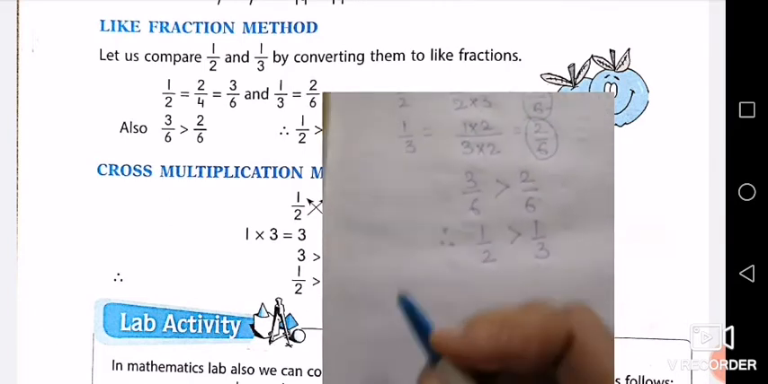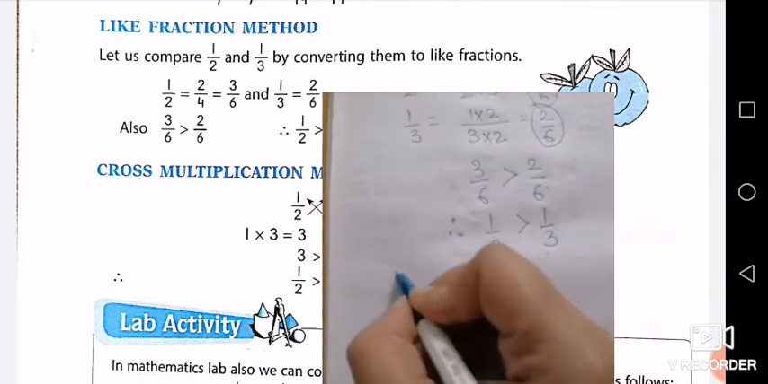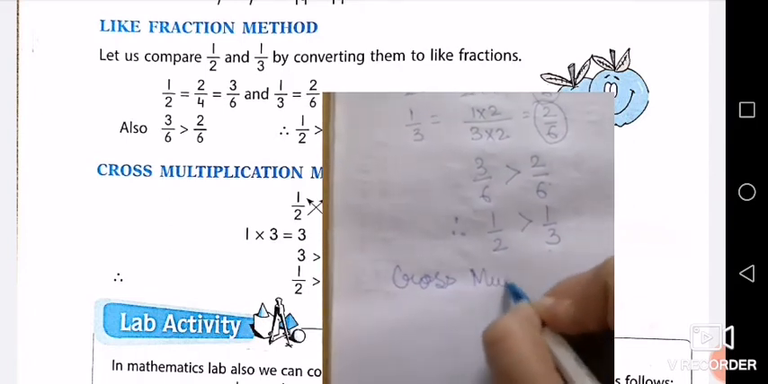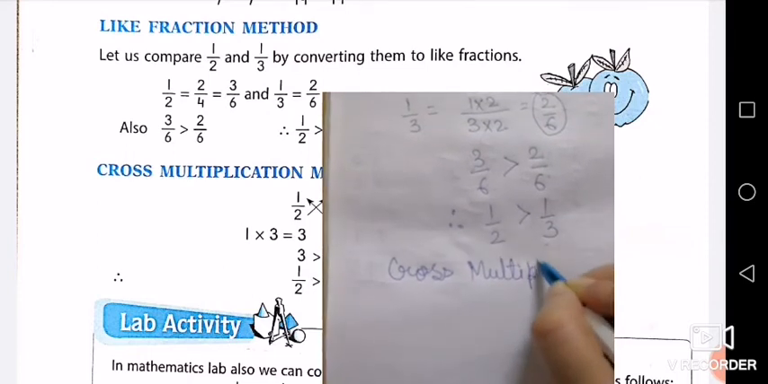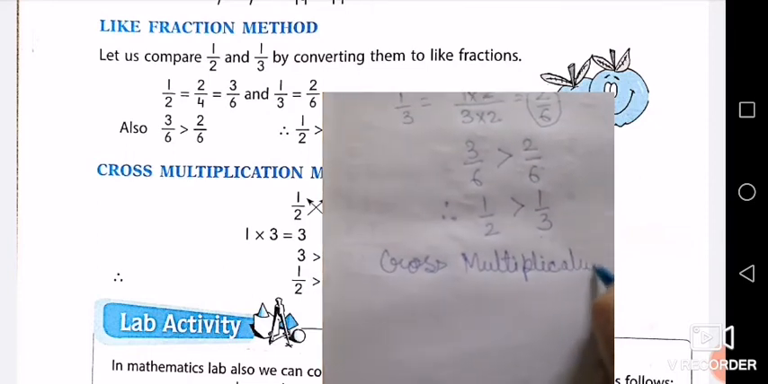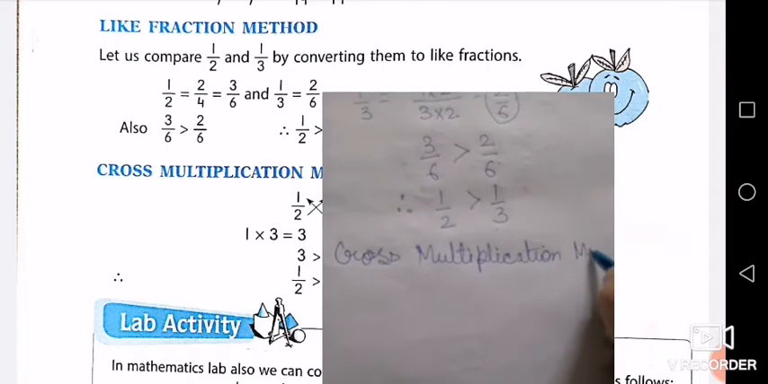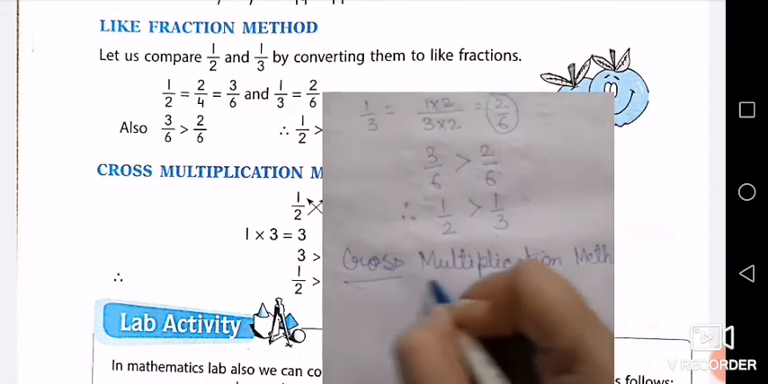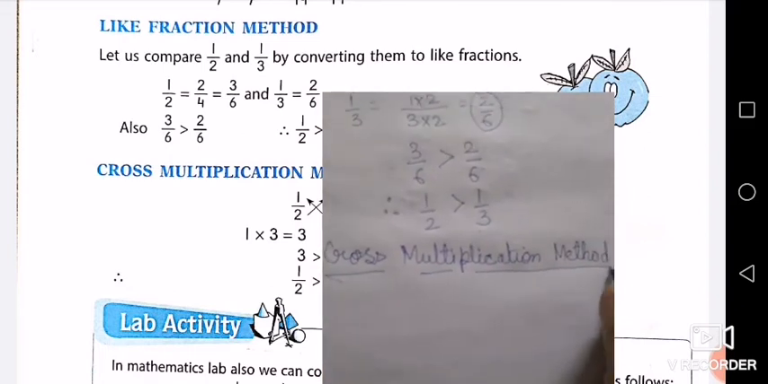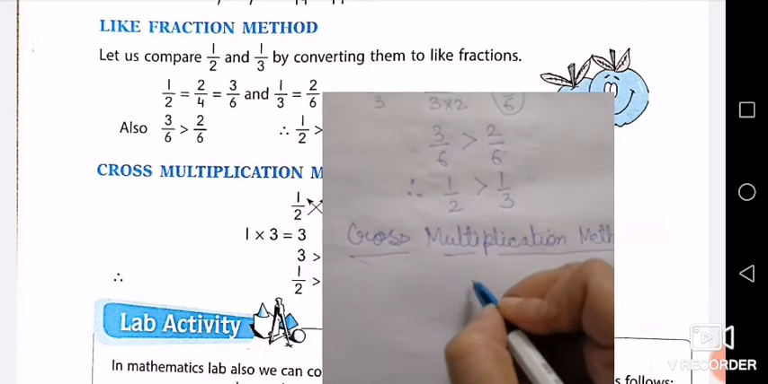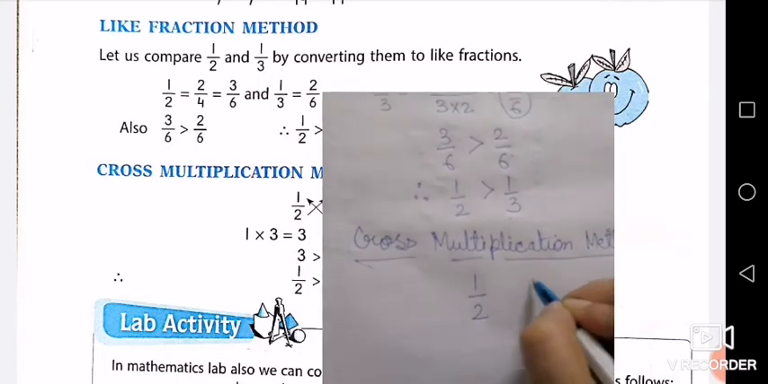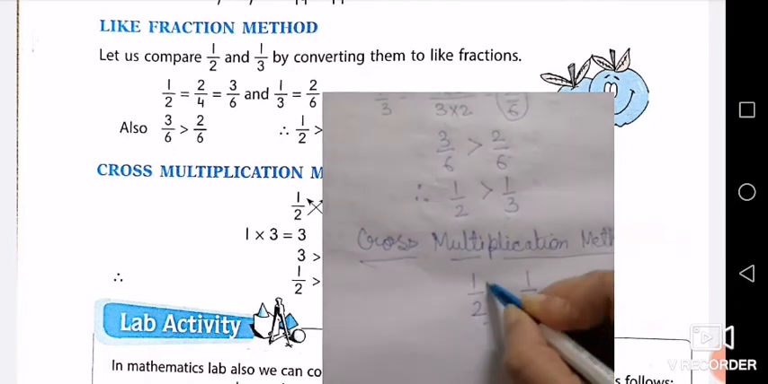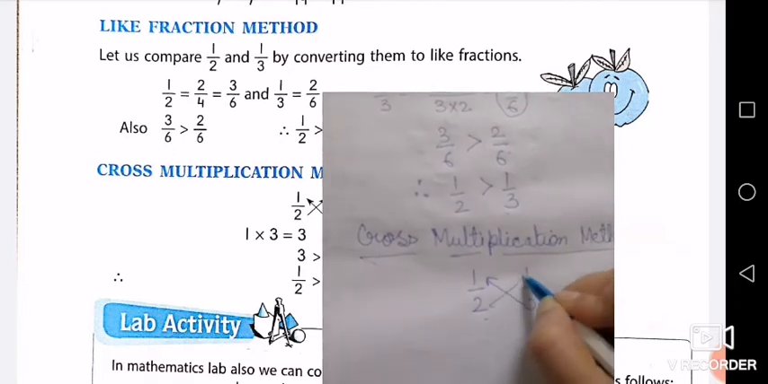Now the second method for comparing the fractions is the cross multiplication method. This is another method for comparing two unit fractions, cross multiplication method. So now what we have to do in this method, we have been given two unit fractions. What we will do, we will multiply this 3 and this.